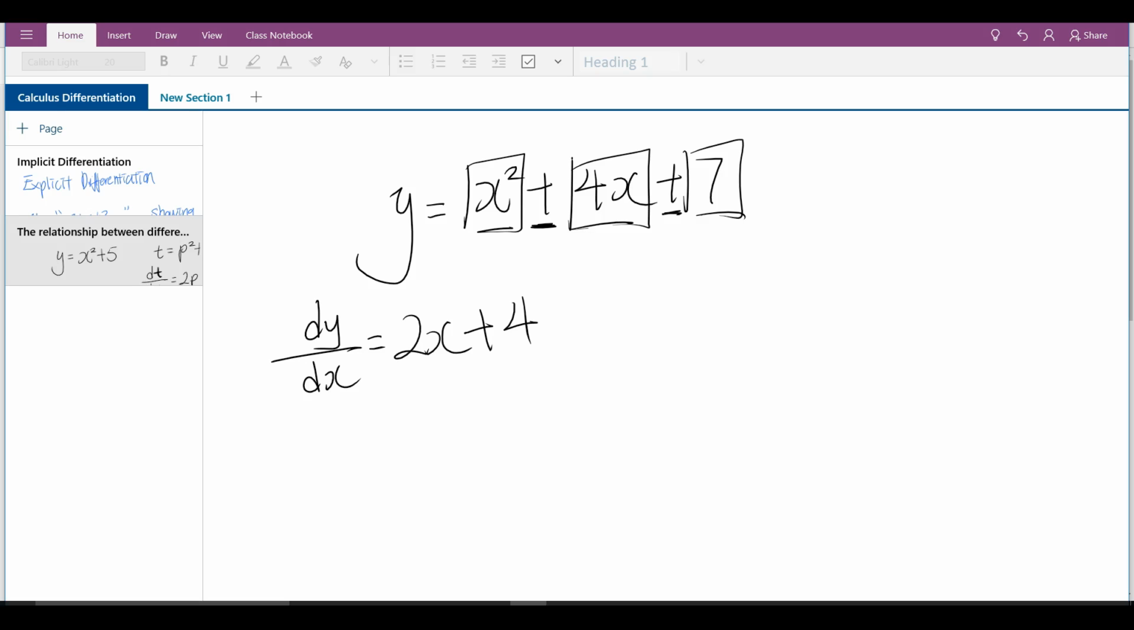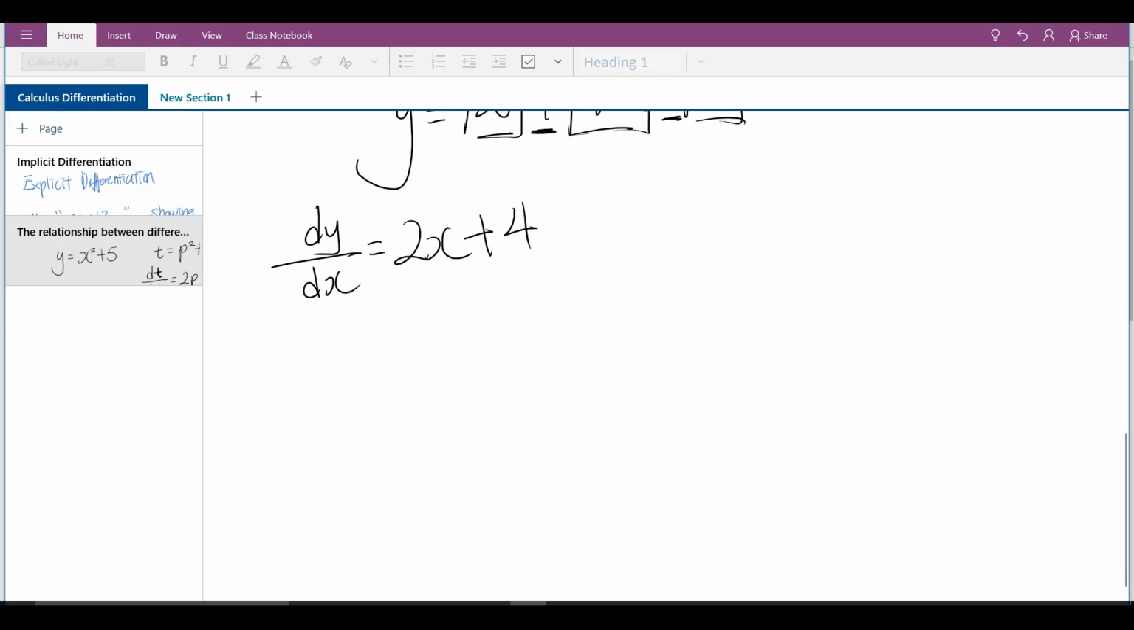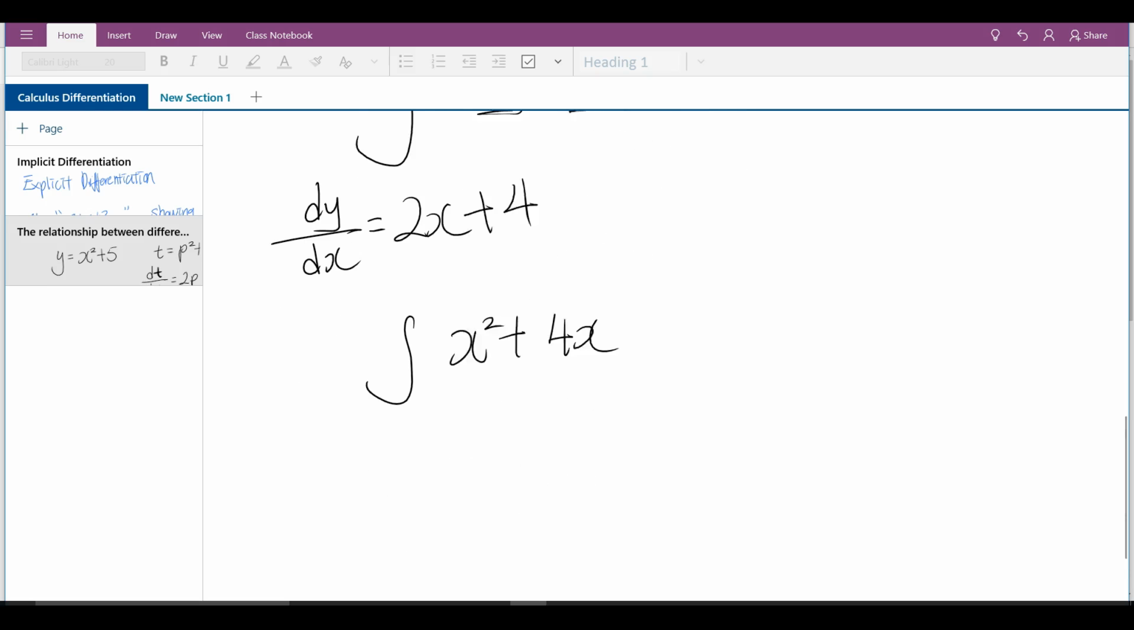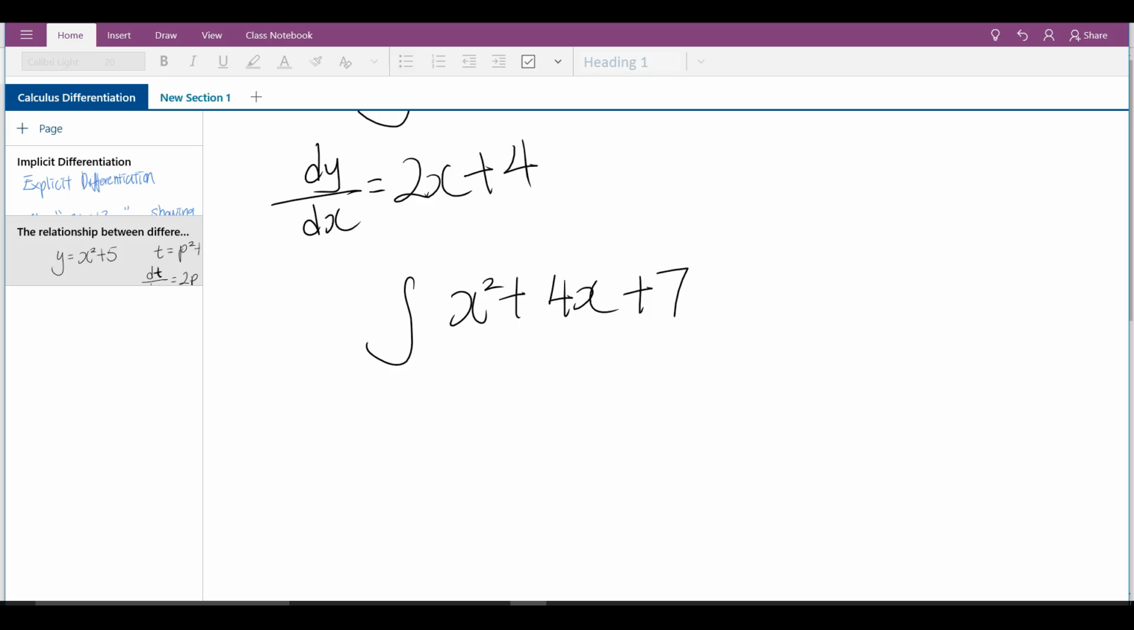Therefore, when you're integrating them, let's just say integrate x squared plus 4x plus 7 with respect to x. When you're integrating them, you can integrate them individually. So you can literally do this.